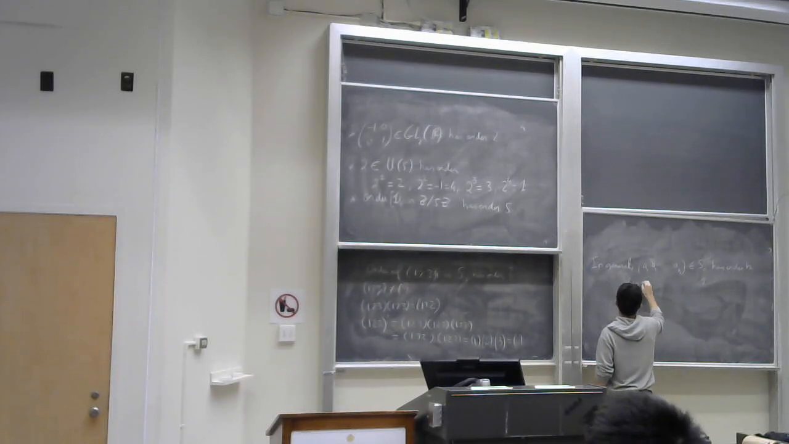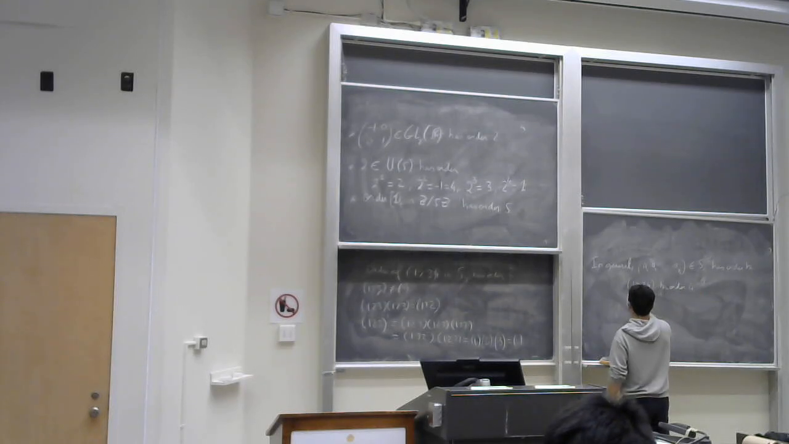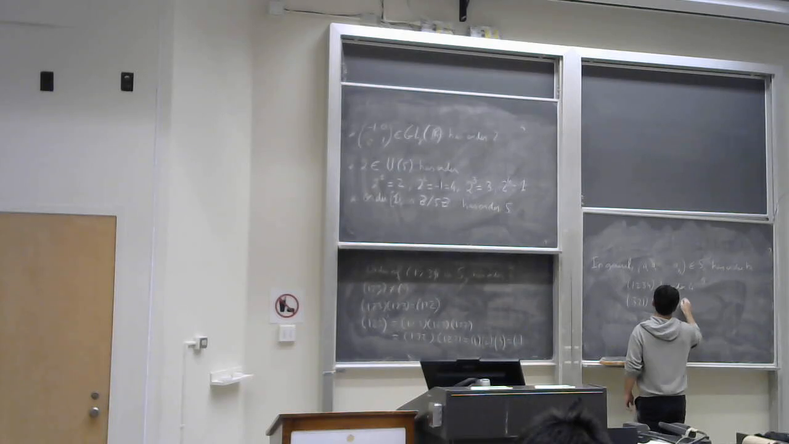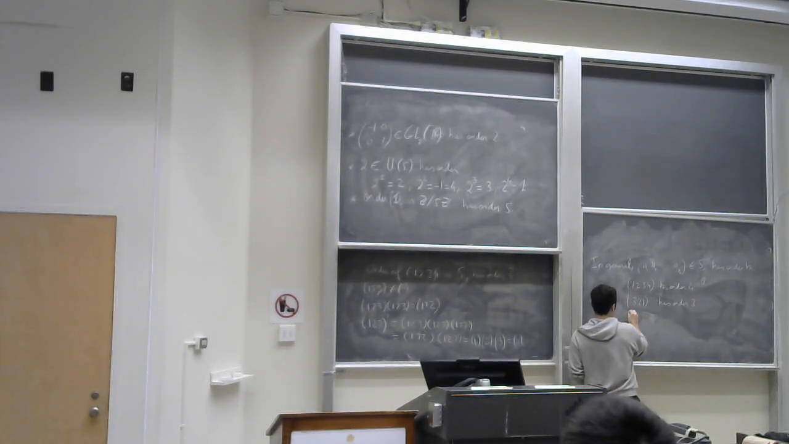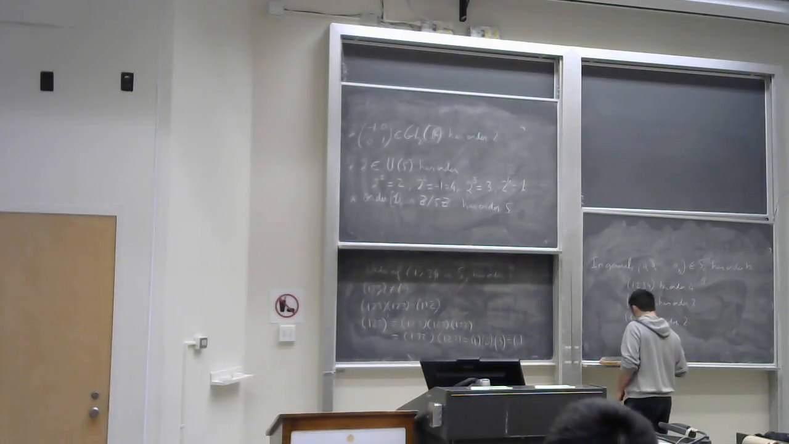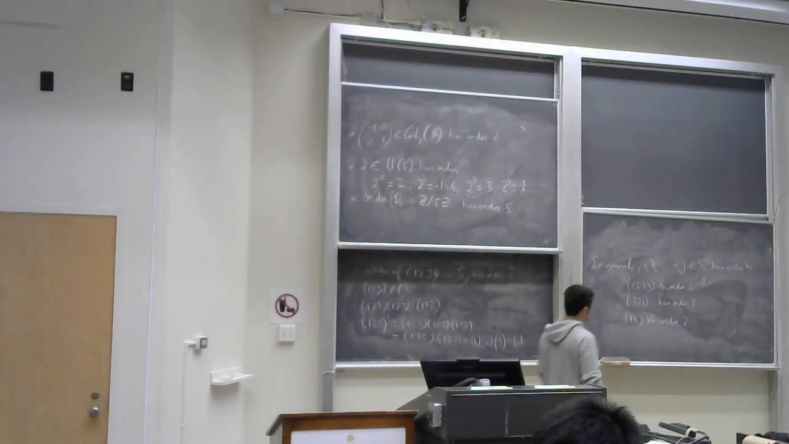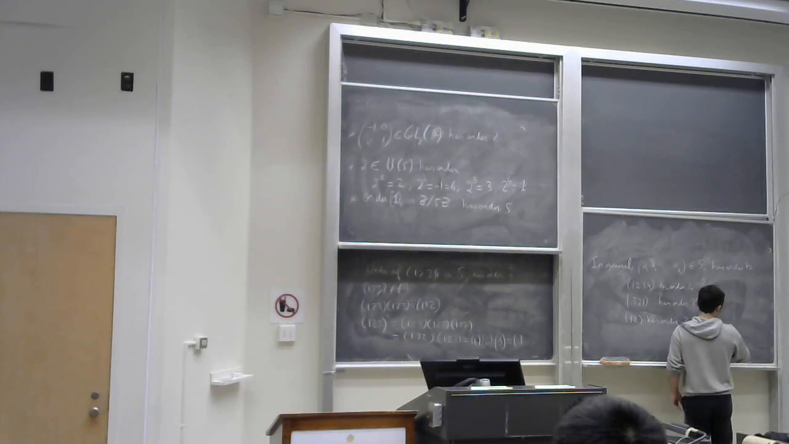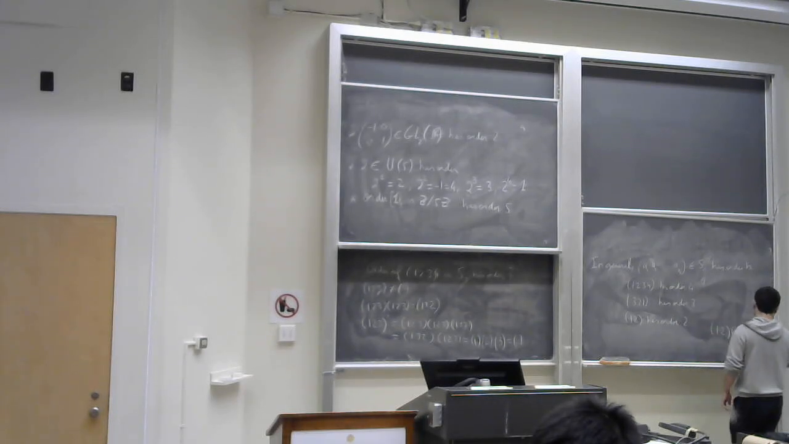So (1 2 3 4). What's the order of (1 2 3 4)? It has order 4. (3 2 1) has order 3. Okay? (1 2) has order 2. Okay? So what's (1 2) times (1 2)? You can try that. 1 goes to 2 and 2 goes to 1, so 1 goes to 1. 2 goes to 1 and 1 goes to 2. So this is the identity.